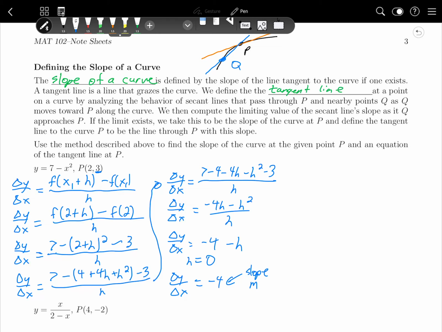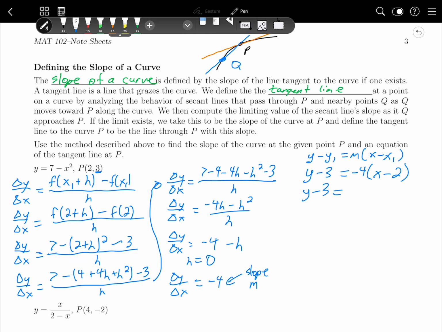Remember, m is the letter we use for slope. And so now that we have a slope and a point, we can find the equation of the tangent line using point-slope form, which if you remember from college algebra is y minus y sub 1 equals m times x minus x sub 1. In this case, our y sub 1 is the y-coordinate of our point, so this would be y minus 3 equals our slope, which is negative 4, times x minus the x-coordinate of our point, which is 2. And now we just solve for y.